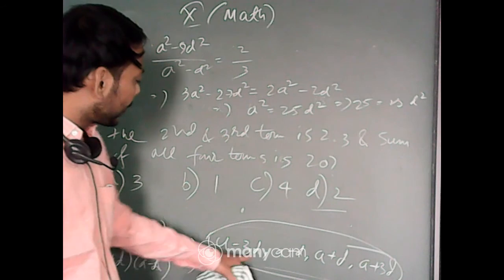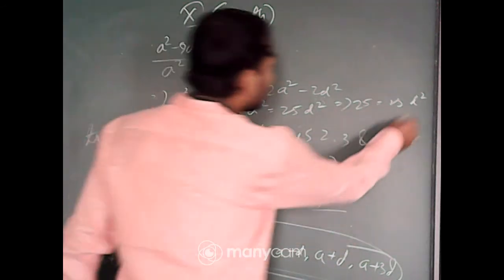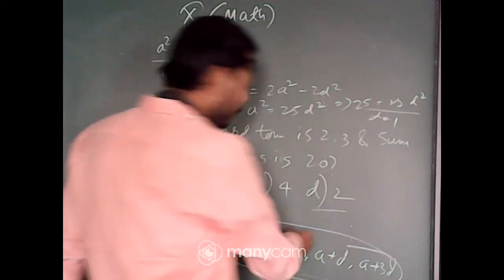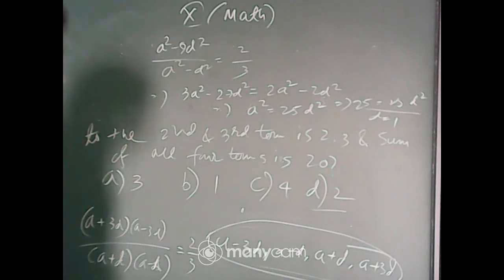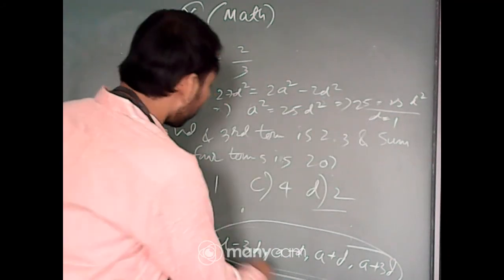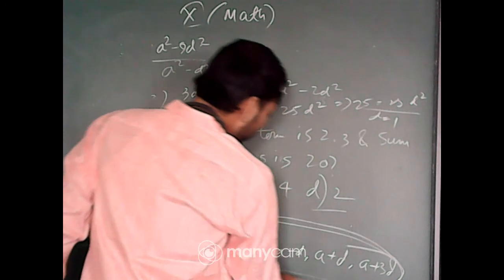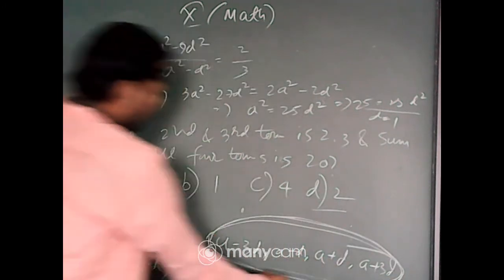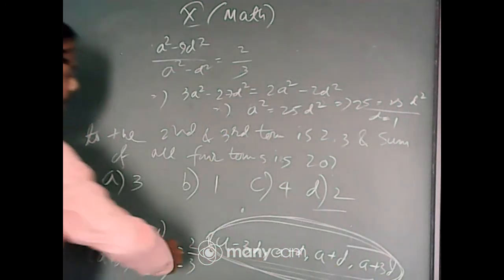Here the common difference is taken as 2D. Here D equals to 1. We get D equals to 1. So common difference will be 2. Yes. From here D equals to 1. But here we have taken the common difference as 2D. Just check it. Check our consideration. Here the common difference taken as 2D.